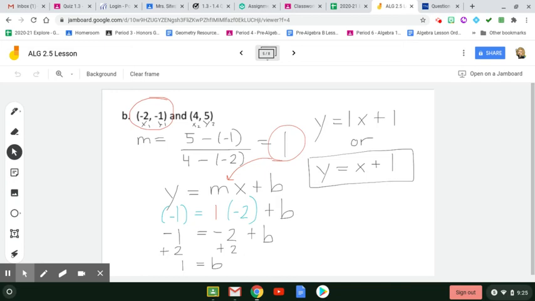You can choose the first one every time if you want to. So I chose -2, -1. -2 is the x value, -1 is the y value. I plugged it in and solved for b. B is my y-intercept. So since I got a 1 for my y-intercept, I'm plugging that in, and then I came up with my equation in slope-intercept form.